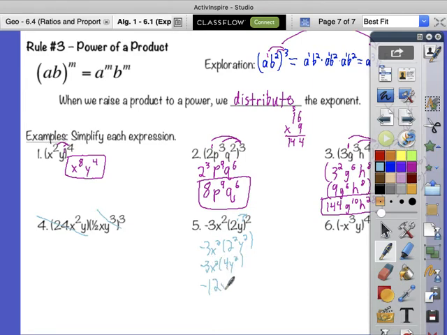So negative 12, x squared, y squared, and that is our answer.